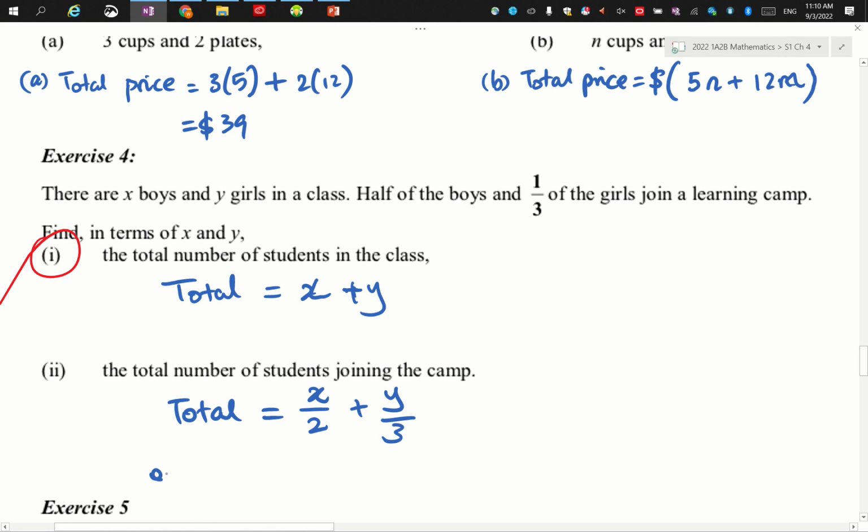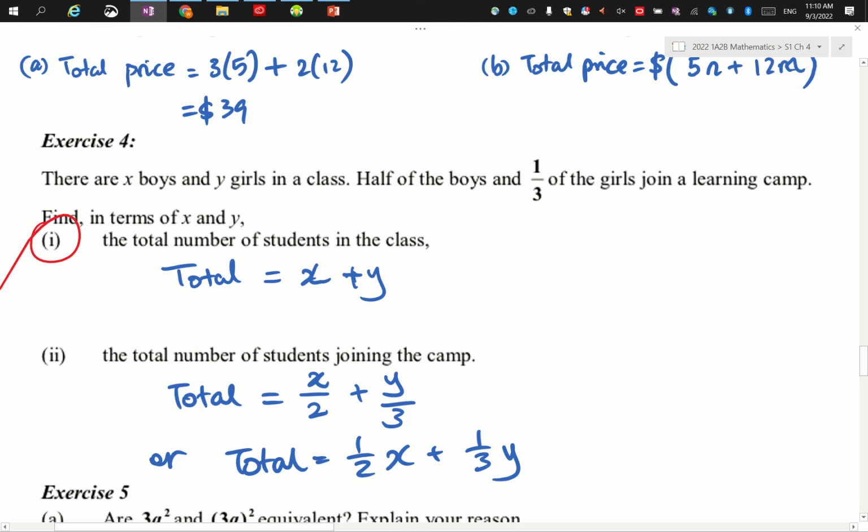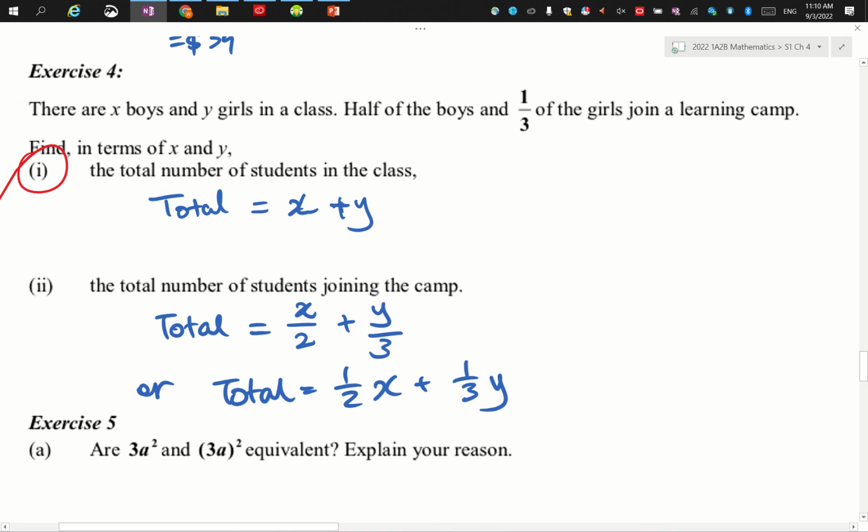Or total equals to half x plus 1/3 y. They mean the same thing. But when you put a fraction like this, half x plus 1/3 y, please be very careful that the y over there is very clearly attached to the 1/3 and not that it belongs in the denominator.